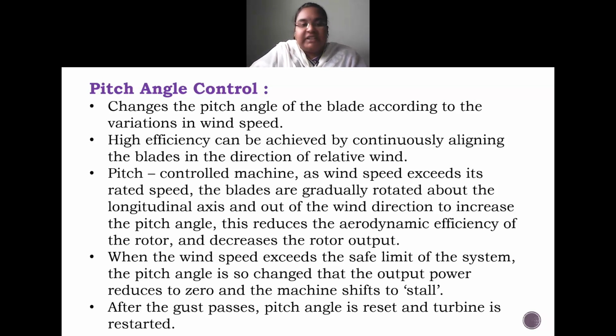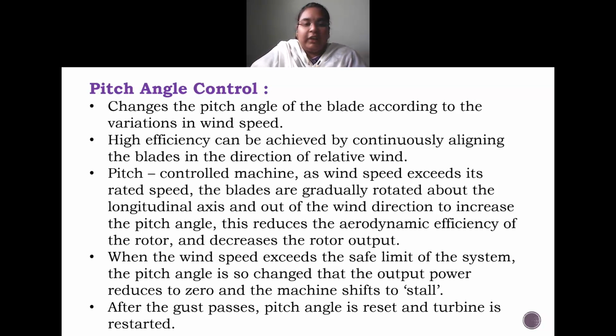Now, when a pitch angle control mechanism is there, as the wind speed exceeds its rated speed, the blades are gradually rotated about the longitudinal axis and out of the wind direction to increase the pitch angle. This reduces the aerodynamic efficiency of the rotor and decreases the power output. So when the wind speeds exceed the rated wind speed, the pitch angle control gradually rotates the blades along the longitudinal axis.